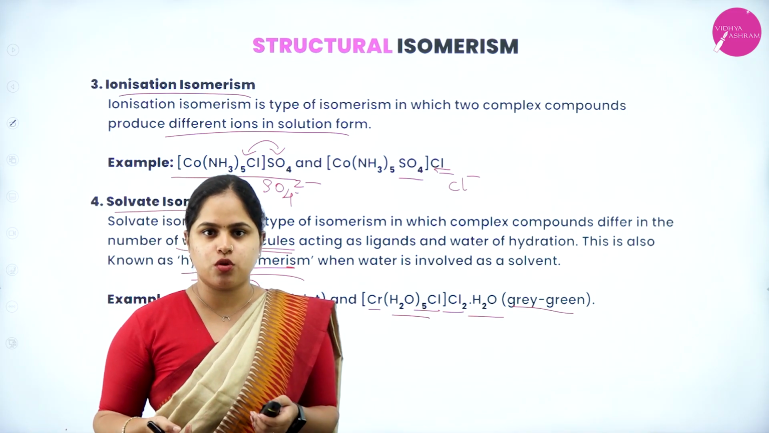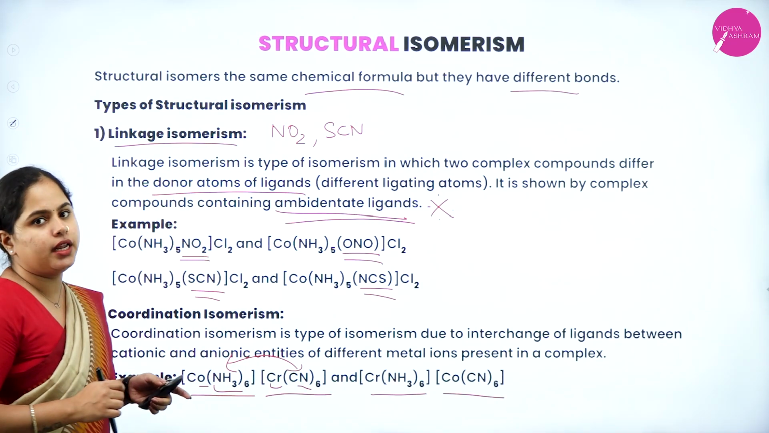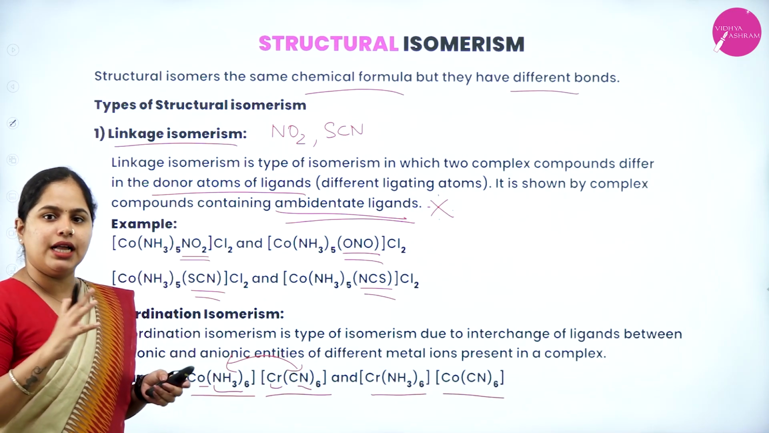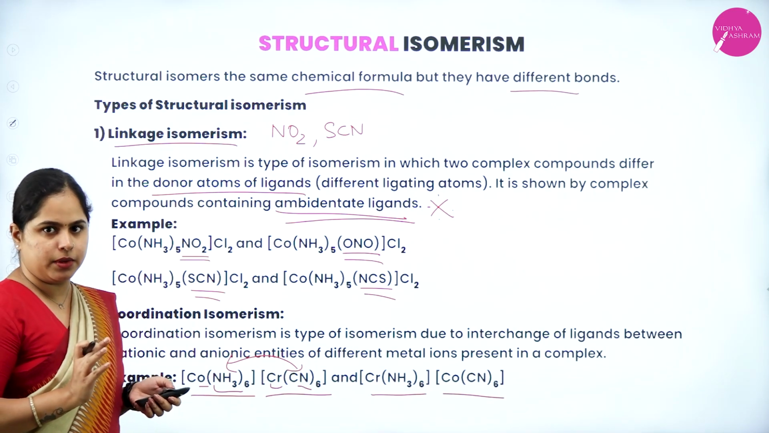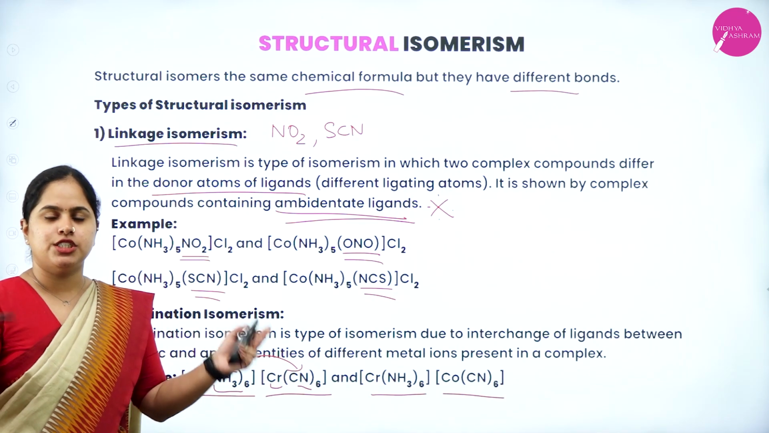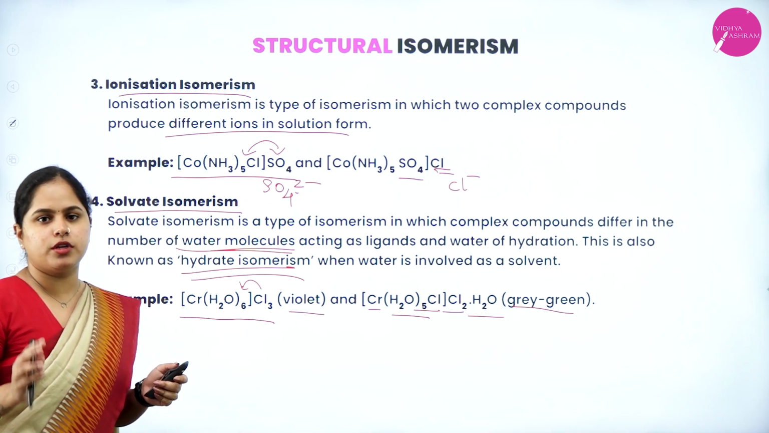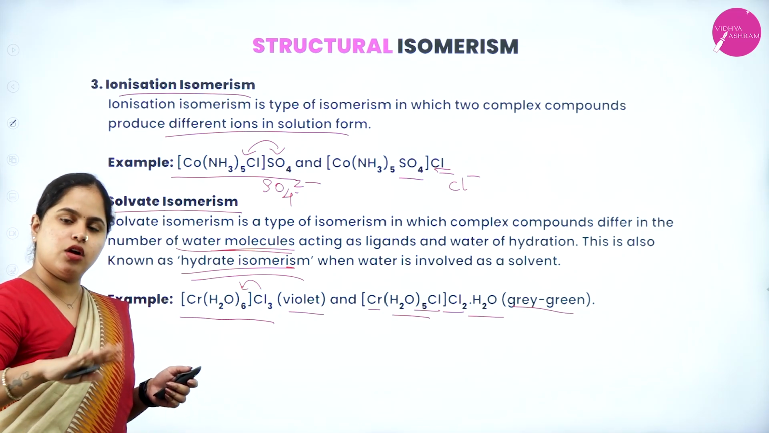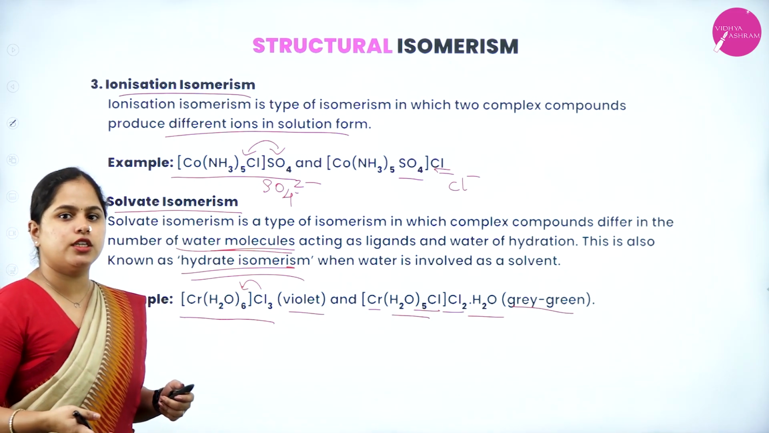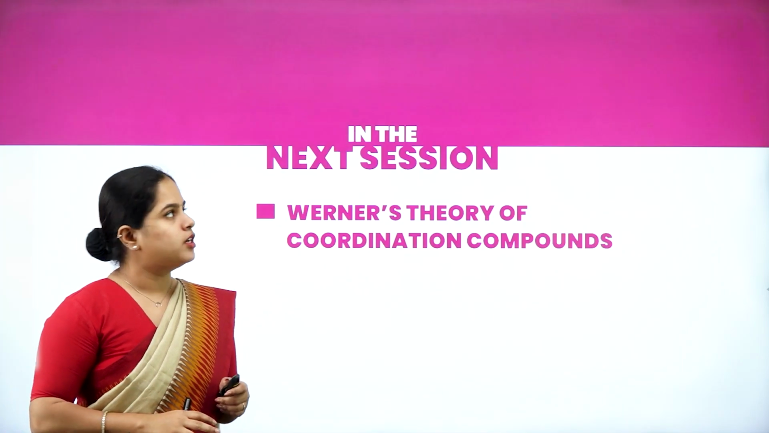So I hope structural isomerism is also clear for you. How can you remember linkage isomerism? Ambidentate ligands show linkage isomerism. You have to just change the atom which forms the bond with the central metal atom. In coordination isomerism, two coordination spheres will be there; just interchange the ligands there. In ionization isomerism, put the counter ion inside and the ligand outside. And for solvate or hydration isomerism, just change the number of water molecules. Okay, so I hope that is clear.